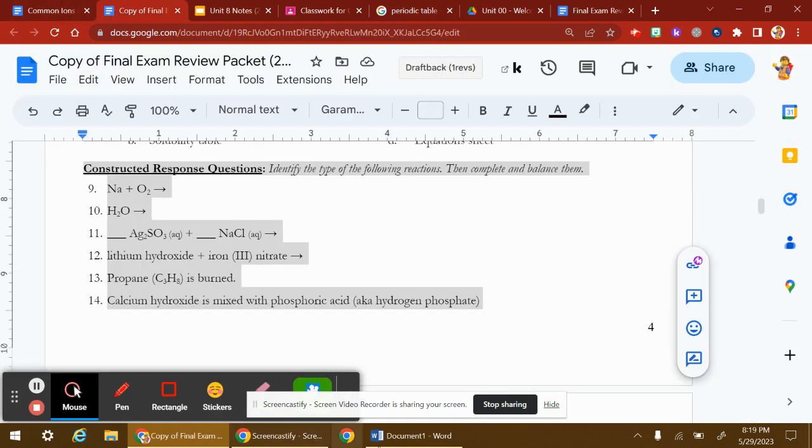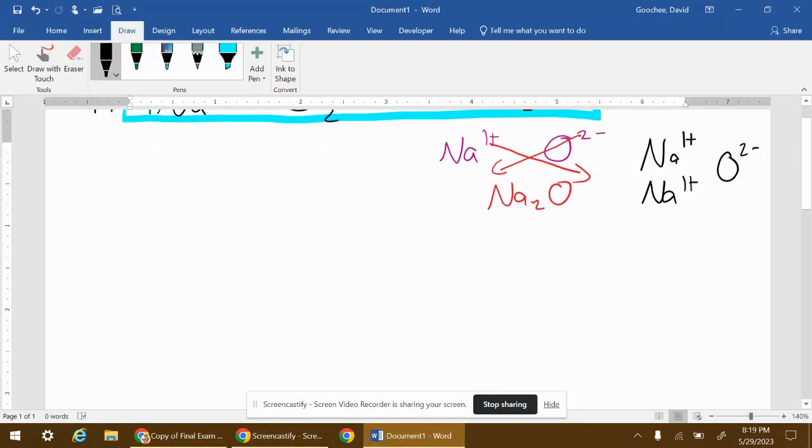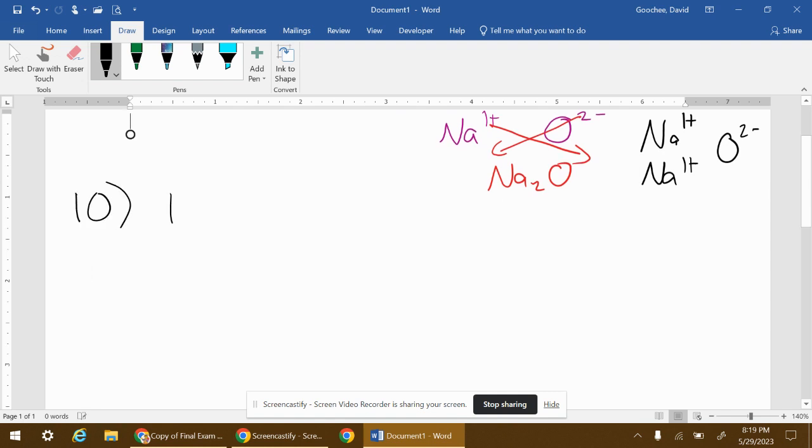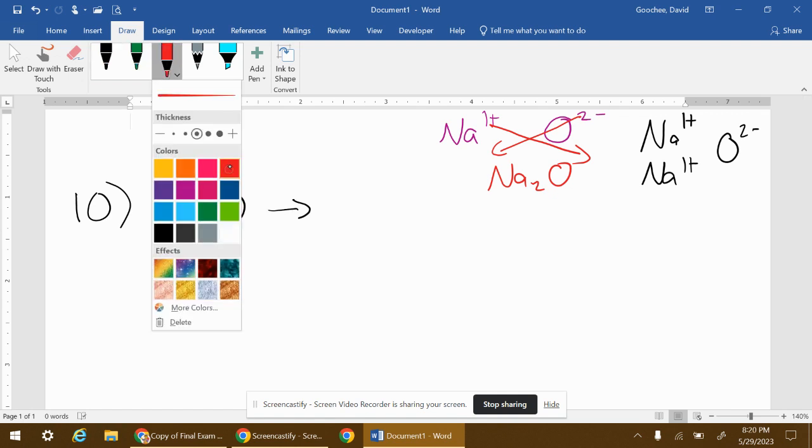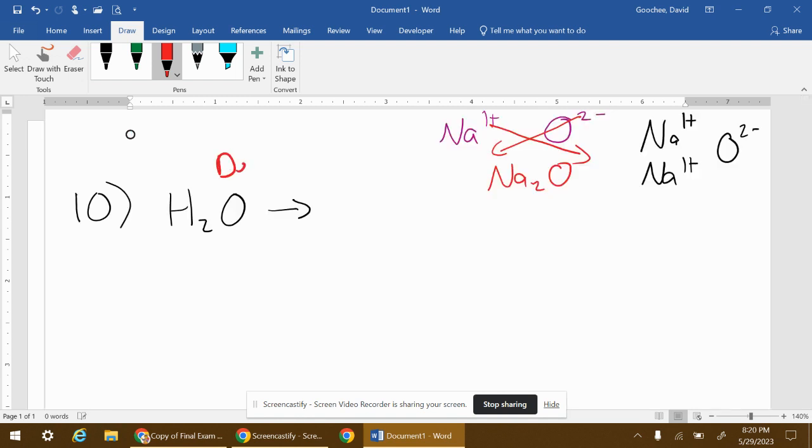Okay, all right, here we go. So the next problem, H2O reacts. Okay, so this right here is a decomposition reaction because we only have one reactant going in, water. And the only thing it can do then is break down. It's going to break down into H's and O's. But you hopefully recall from your notes that hydrogen and oxygen are both diatomic elements.